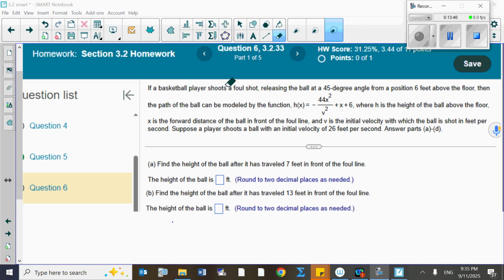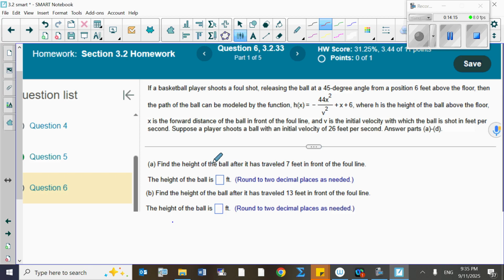Question number 6. If a basketball player shoots a foul shot, releasing the ball at a 45-degree angle from a position 6 feet above the floor, then the path of the ball can be modeled by this function, where h is the height of the ball and x is the forward distance of the ball in front of the foul line, and v is the initial velocity. Now we're going to answer these questions about this situation.